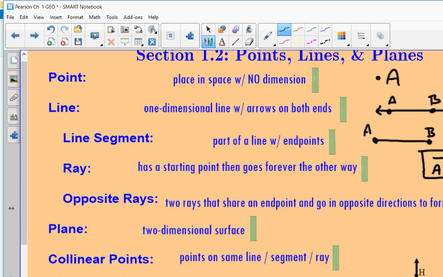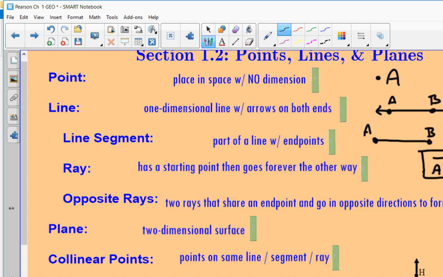So I drew it to the right. It could go vertically up, vertically down. It could go left. It could go diagonally. I'm just showing you a universal one here. But because it has an endpoint, or they call it an initial point or the starting point, we have to label it. So I'll label it with A.